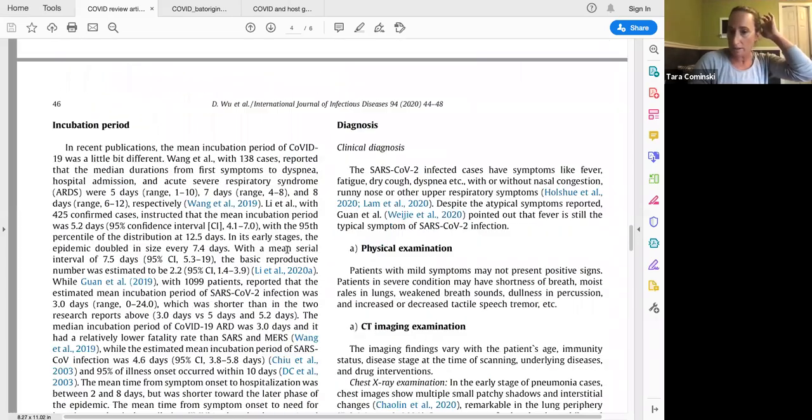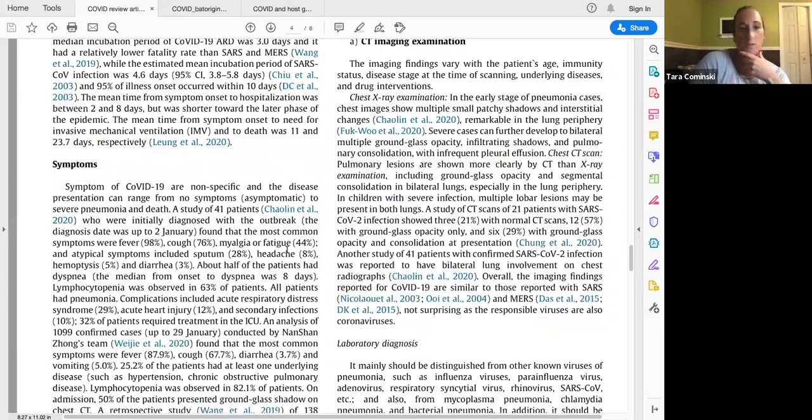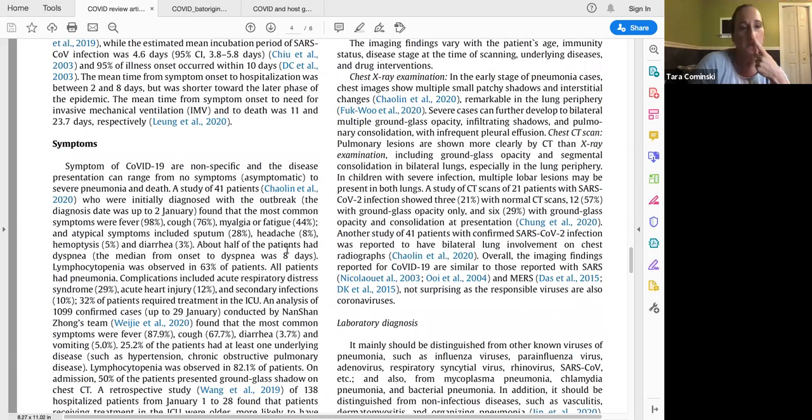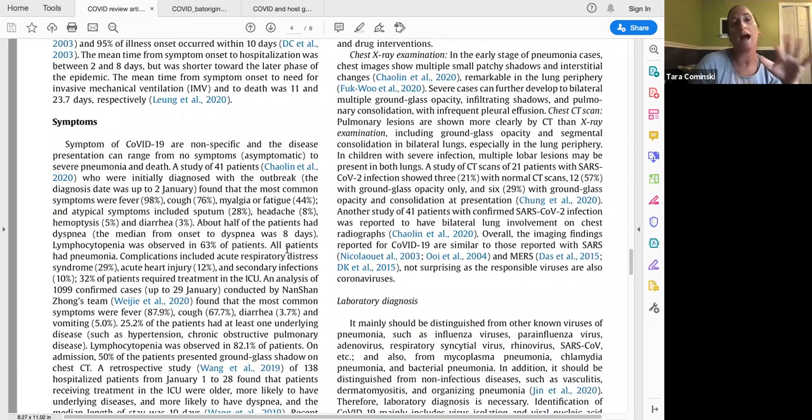So I guess, I don't know. Anything else anyone else wants to add? What about the symptoms? Were you surprised by what they listed as the symptoms? Even before you read this, if you had to list symptoms, would you have pretty much listed those same symptoms?